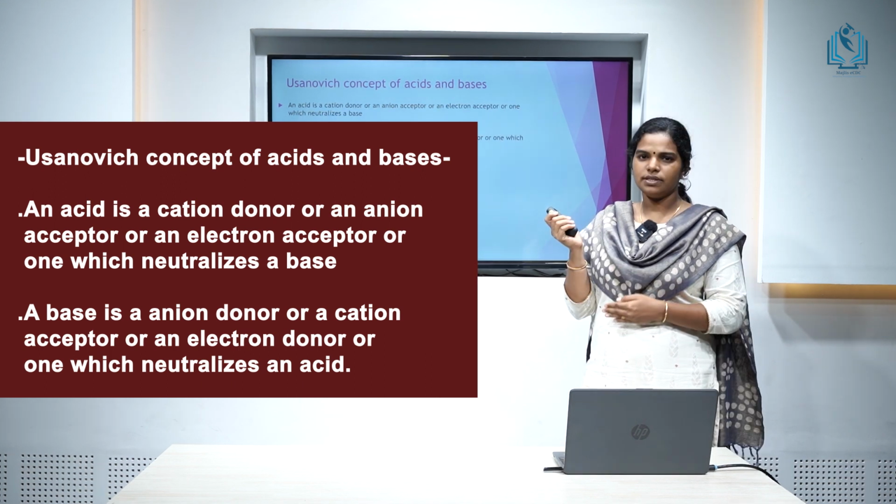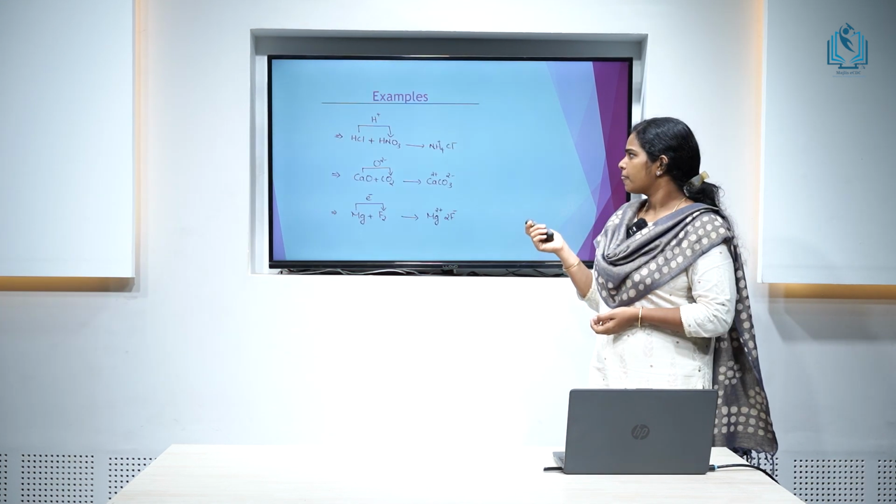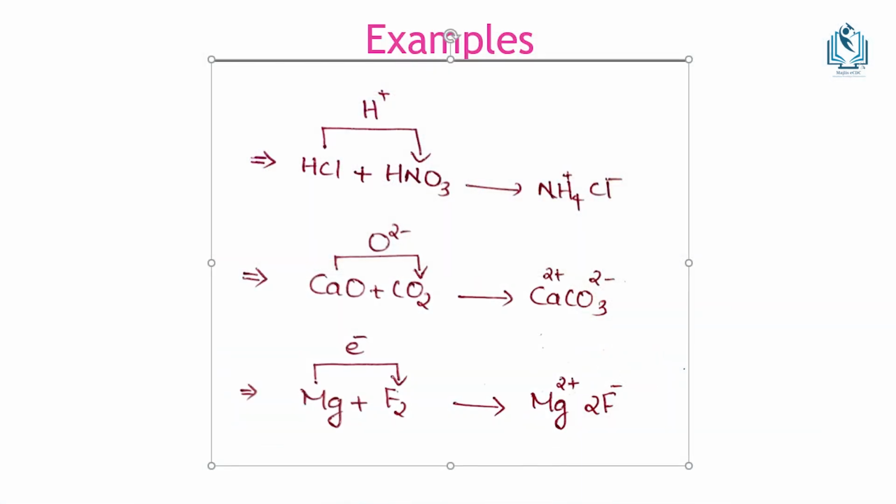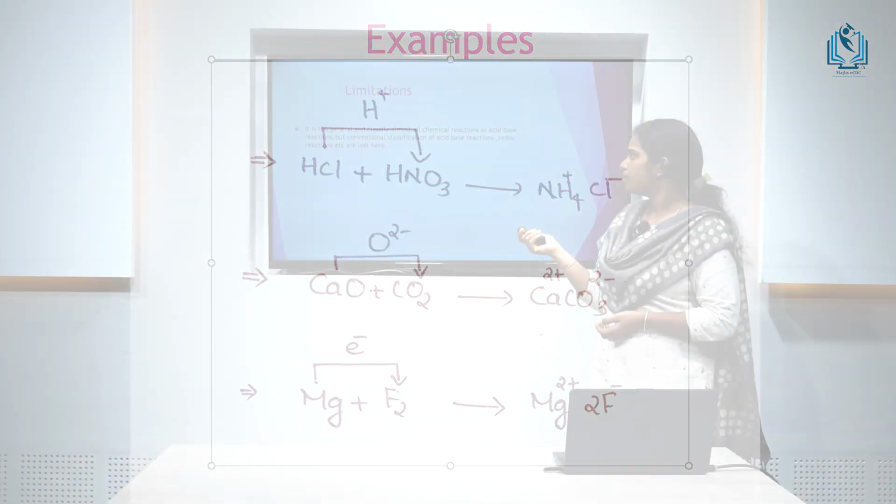Definitions of acids and bases in terms of Usanovich theory. This is the example for Usanovich theory. In this reaction, HCl is the acid because it is the cation donor and HNO3 is the base because it is the cation acceptor. In the second reaction, carbon dioxide is the acid because it accepts the oxide ion and calcium oxide is the base because it donates the oxide ion. In the third one, F2 is the acid, Mg is the base because it donates the electron. These are the examples for the Usanovich concept.